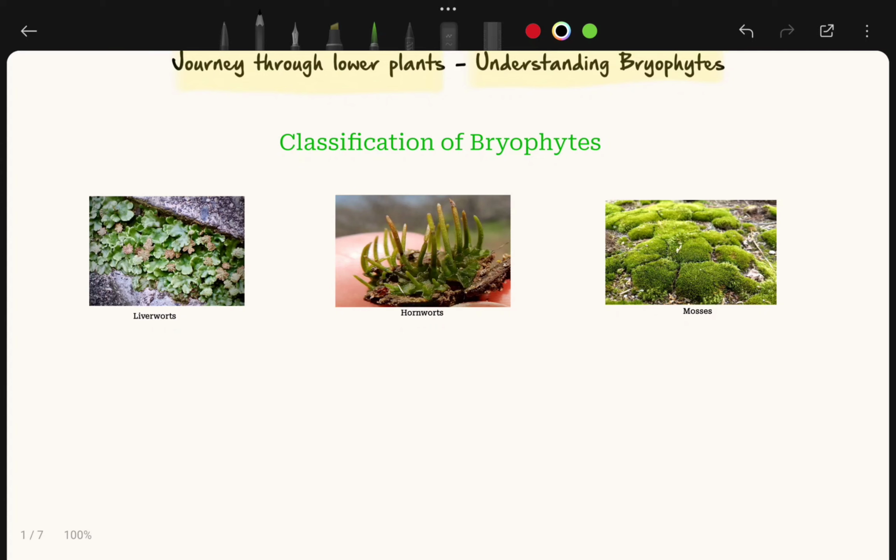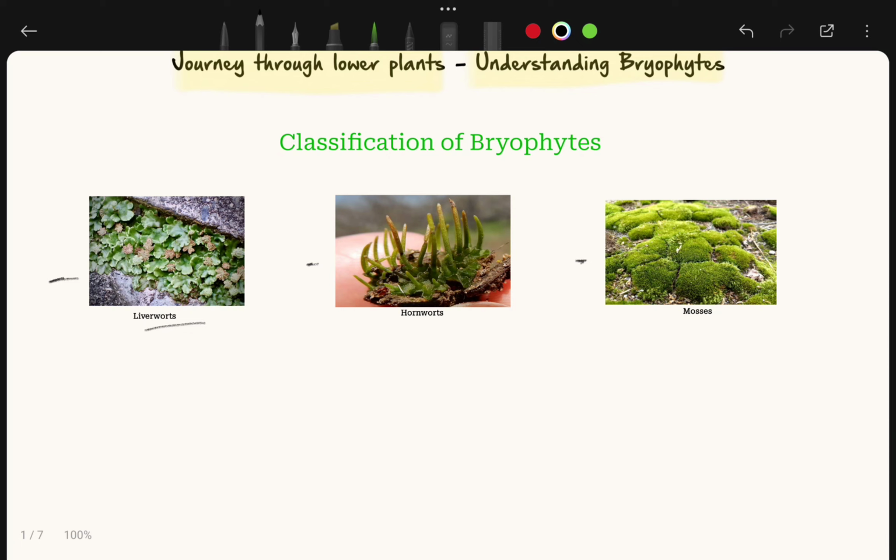So bryophytes, as you can see here, these tiny little plants, are known to grow in moist and shady places, like on the rocks, on the tree barks. They are found to grow on the walls, and you will even find them in your garden as well. And these plants do not have any vascular tissues like xylem and phloem, and so these plants are land plants, but they require water for fertilization. And this is the reason why bryophytes are also known as the amphibians of the plant kingdom.